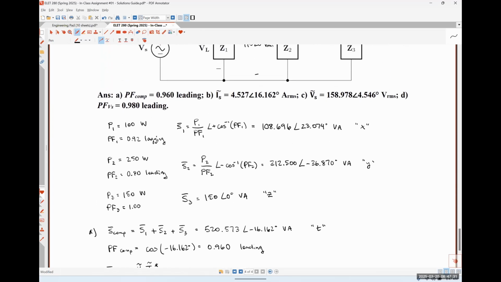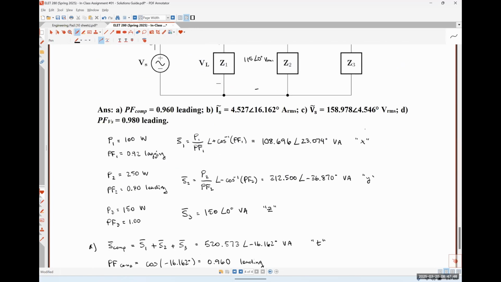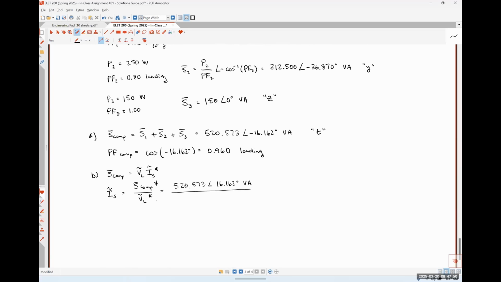Okay. If VL is 115 angle 0, what's VL conjugate? 115 angle -0. So anytime we have something that's purely real, the conjugate operation doesn't actually do anything. So I'm going to put this down as 115 angle -0 degrees, volts RMS, just to remind us that we're supposed to flip the sign on that angle when we perform the conjugate operation.